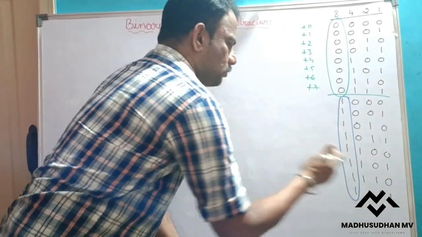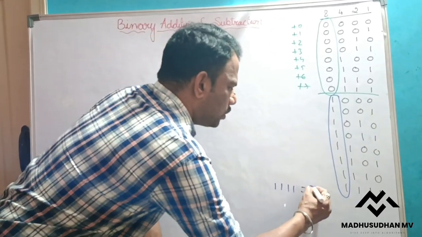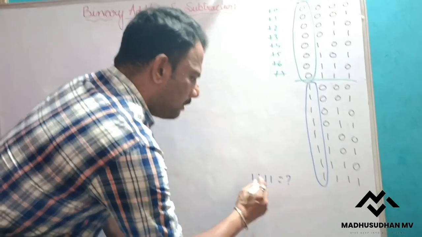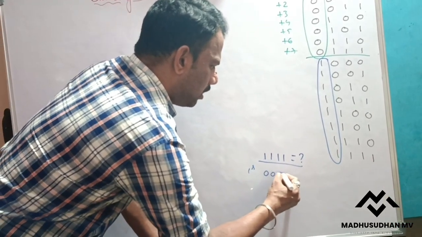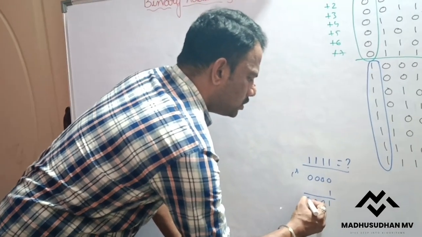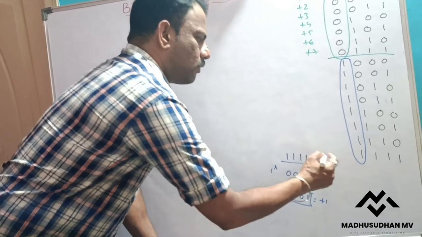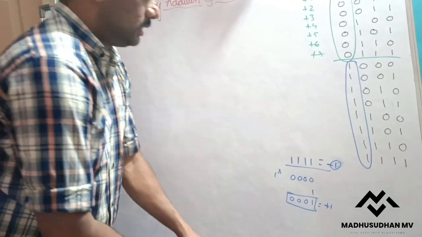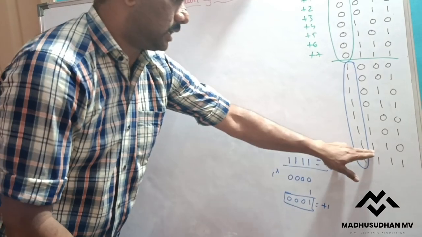So let us take this one, 1 1 1 1. I don't know what negative number this is equivalent to. So take the 2's complement. 2's complement means take the 1's complement first: change all zeros to 1 and 1s to zeros. Now add 1 to this. If I add 1, I get 0 0 0 1. That is nothing but plus 1. Since it is this one, it is nothing but minus 1. So this is minus 1.